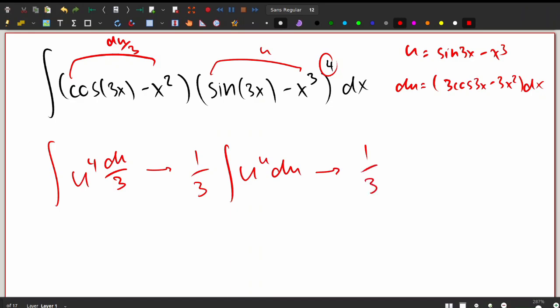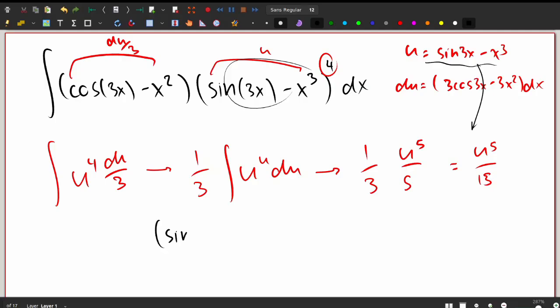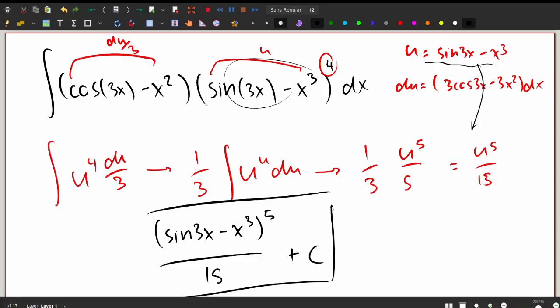It becomes 1/3 times u to the 5th over 5. So therefore, u to the 5 over 15. As our last step, even though our u is really big, it doesn't change. I simply have to plug in whatever we set u as wherever I see it. So it becomes sine 3x minus x cubed to the 5th divided by 15 plus c. And this is our antiderivative.